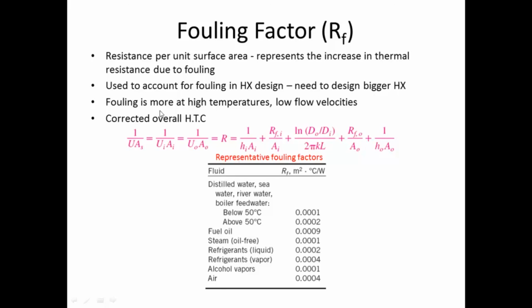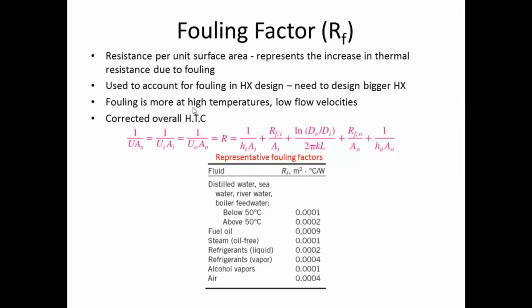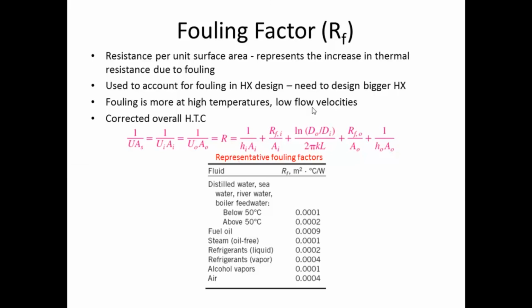The effect of fouling is found to be more pronounced at higher temperatures and at low flow velocities. This is because high temperatures enhance the chemical reactions, algal growth, etc., which we have seen are some of the prime causes of fouling. Also, at low flow velocities, the deposits will tend to stick to the surfaces rather than flow along with the fluid. At high velocities, they will tend to get carried away with the flow.